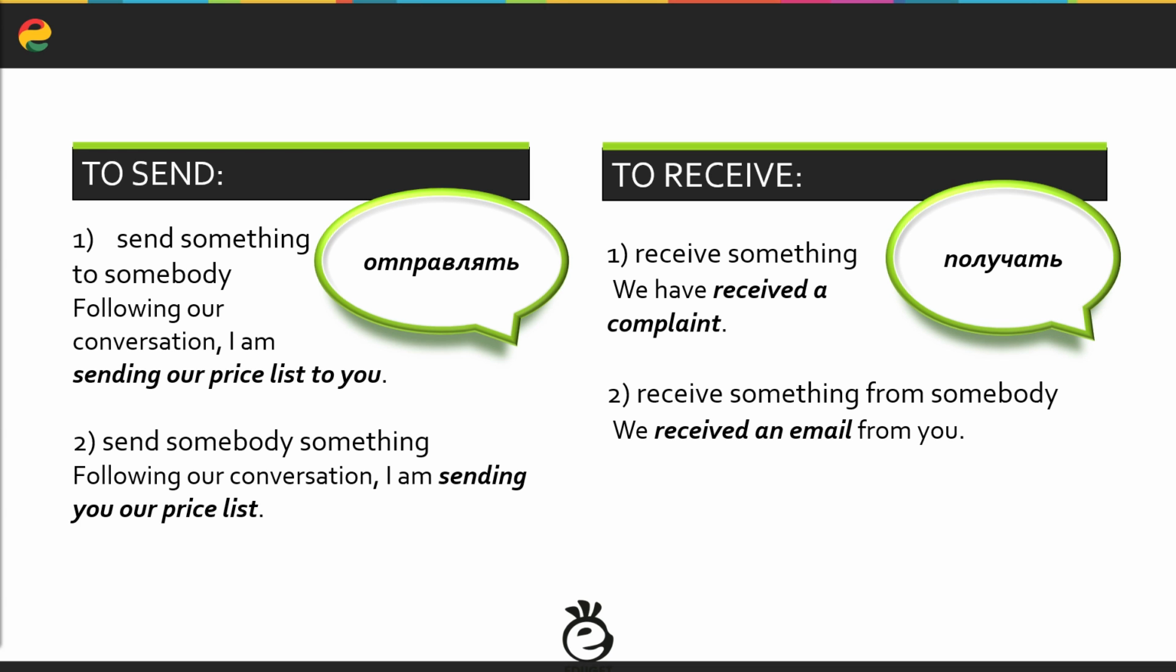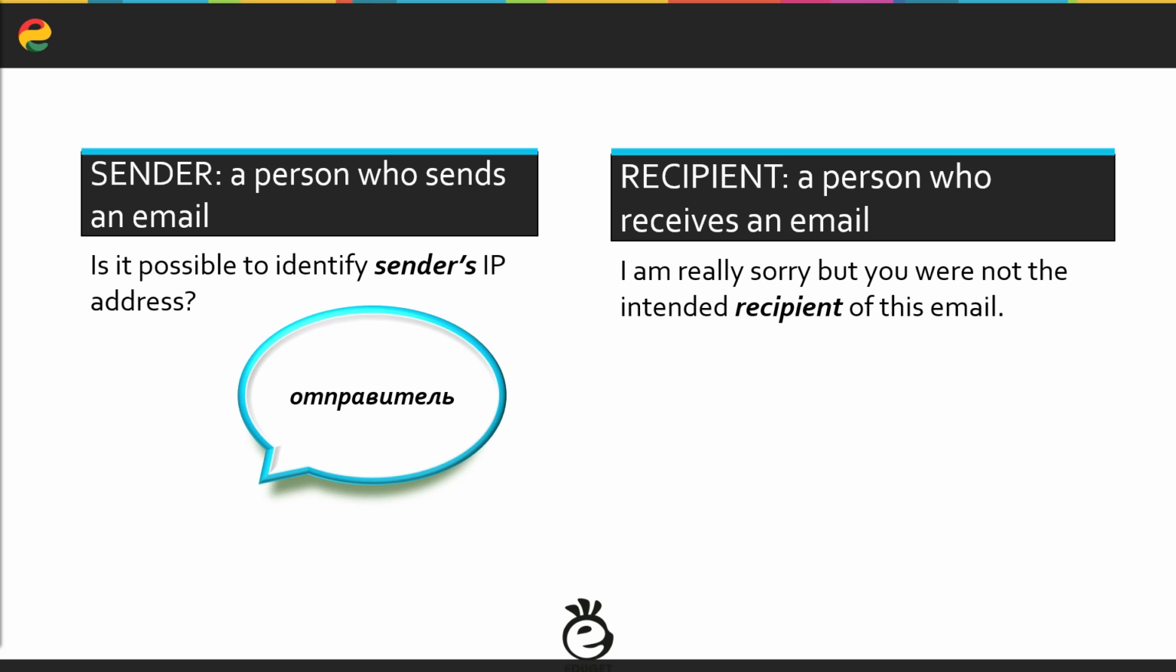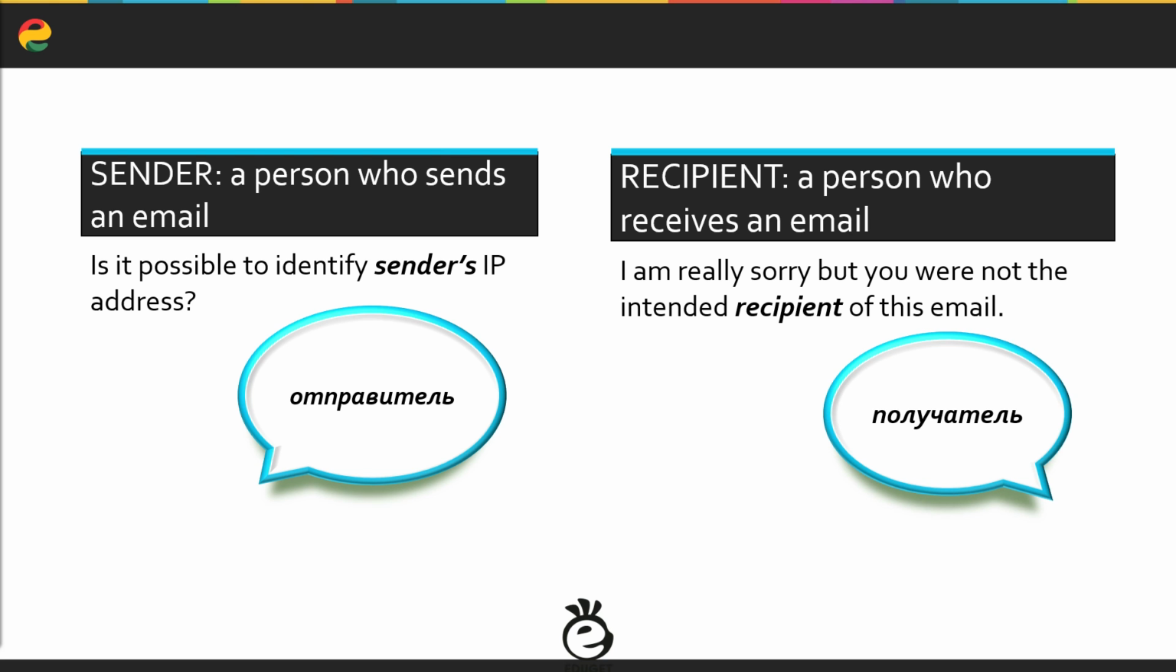Pay attention that you can send something to somebody, as in the first example, sending our price list to you, but also send somebody something. So when a person, that is somebody, comes first, there is no need to use prepositions. If you send somebody an email, we call this person a sender. While if you have received an email from your colleague or business partner, you become the recipient.